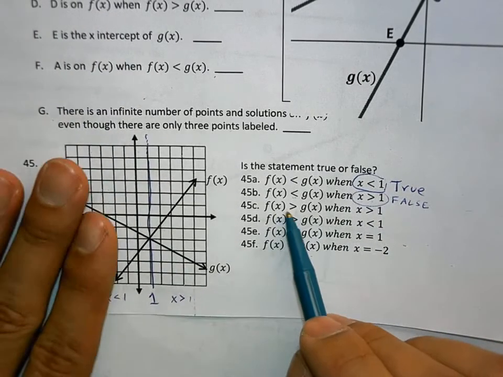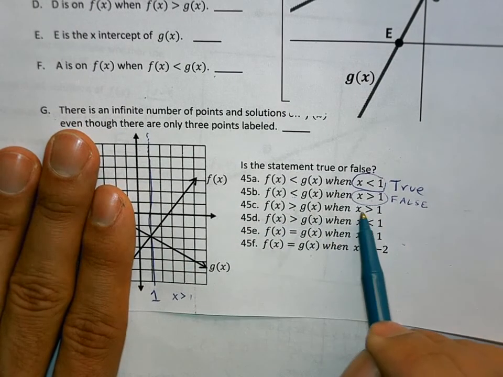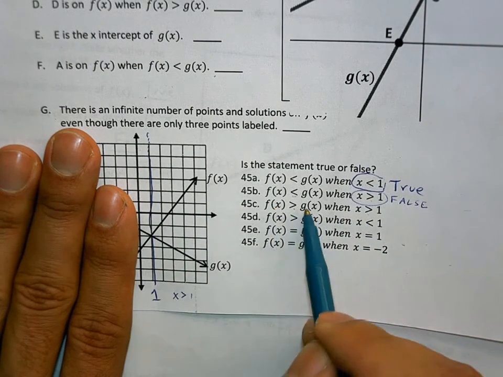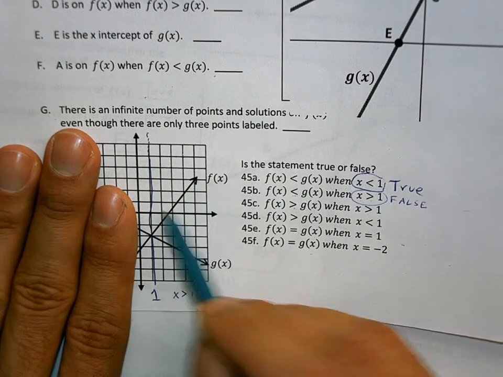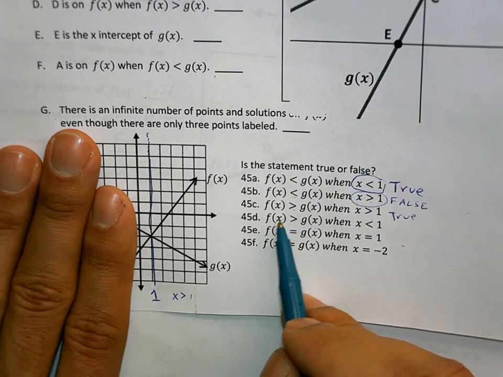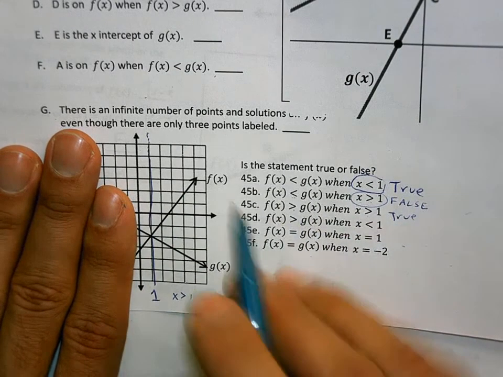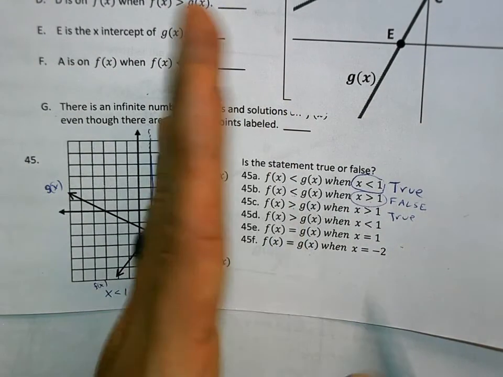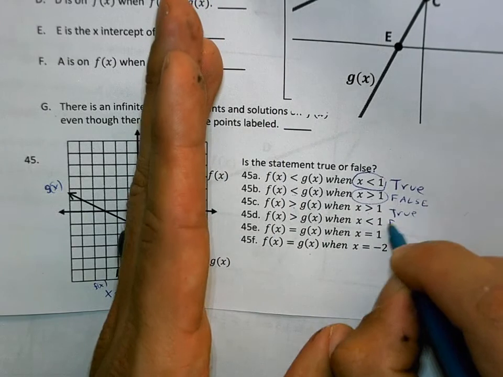F of x is greater than g of x when x is greater than 1. Here's x is greater than 1. Is f of x on top of the g of x one? Are these higher than those ones? That's true. F of x is greater than g of x when x is less than 1. I'm over on this side. F of x is greater than g of x. That's false.